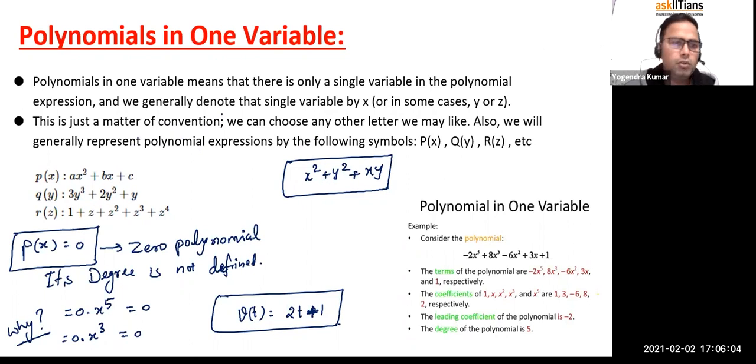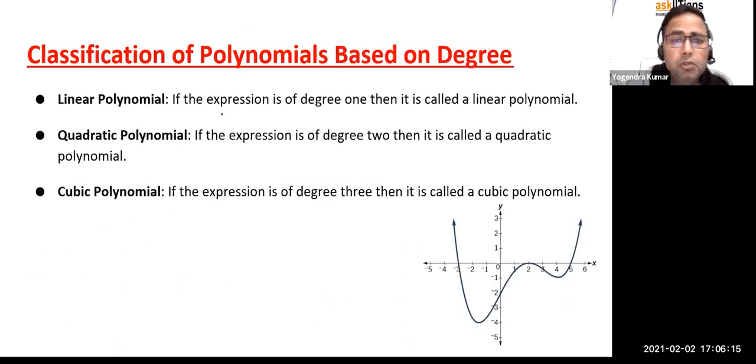We'll discuss degree, you understand. Now, classifications of polynomials. There are linear polynomials, quadratic, and cubic. Now, what are linear polynomials? When the degree is 1. Simple, linear. Why do we call them linear? Example of linear.